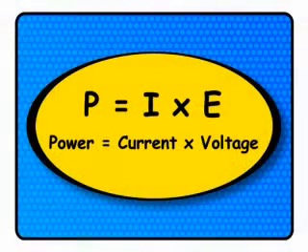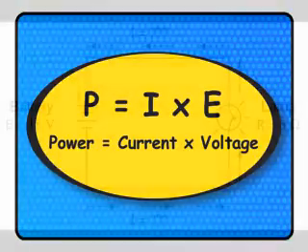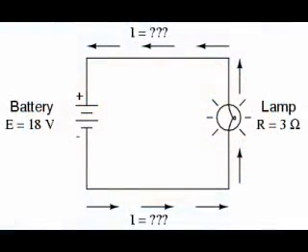We've seen the formula for determining the power in an electric circuit. By multiplying the voltage in volts by the current in amps, we arrive at an answer in watts. Let's apply this to a circuit example. In this circuit, we know we have a battery voltage of 18 volts and a lamp resistance of 3 ohms. Using Ohm's law to determine the current, we get this: I equals E divided by R. 18 volts divided by 3 ohms equals 6 amperes.